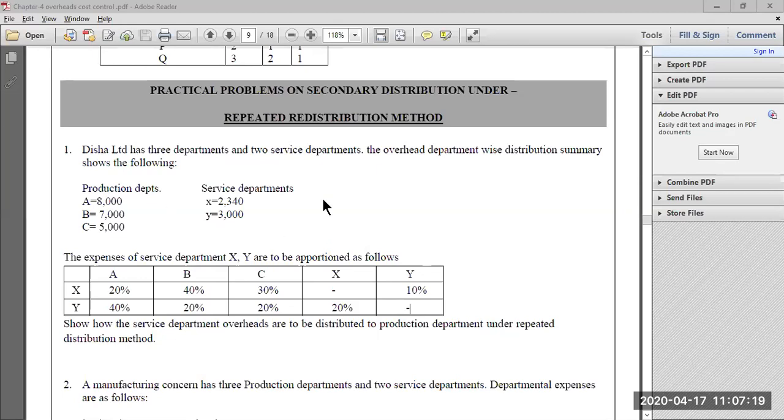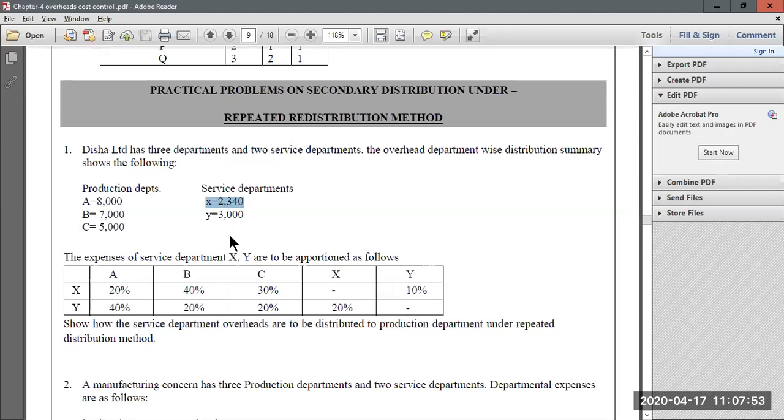That means whatever they have given here, production departments A, B, C and service departments X and Y, the amounts 8,000, 7,000, 5,000, 2,340 and 3,000, these are the amounts as per primary distribution. That means in this problem there is no need for us to calculate primary distribution. They have directly done the primary distribution and given the totals. Now, for secondary distribution or reapportionment, the service department X has overheads of 2,340.